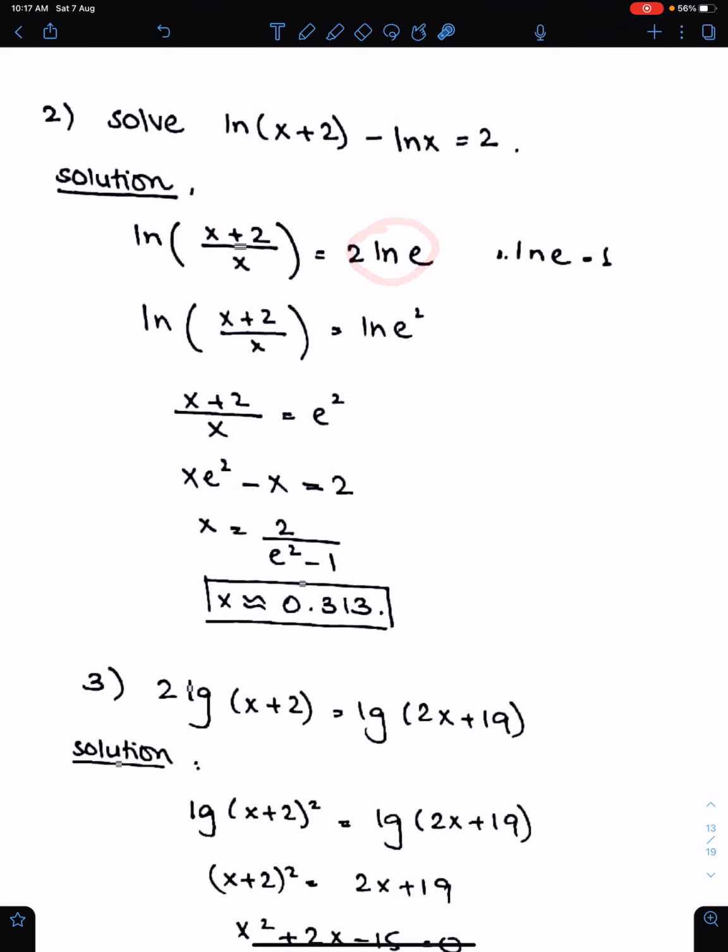Now you have to use power law to bring this 2 here to make the coefficient of this log 1. Now we have same coefficients of the logs on both sides, and single logs are on both sides, therefore we can equate their functions like this. So when we have single logs on both sides with same coefficient, then we can equate their functions. Now multiply this x with e power 2 and then bring this x on right hand side so that you can take x common. This is the exact value and this is the answer up to 3 significant figures. When there is just one answer, then there is no need to check the answer.